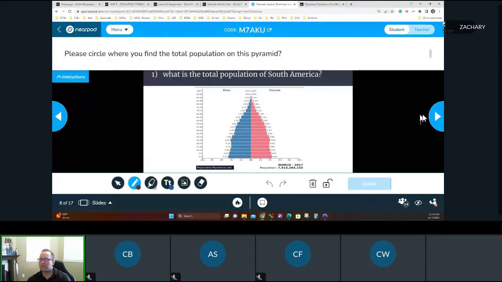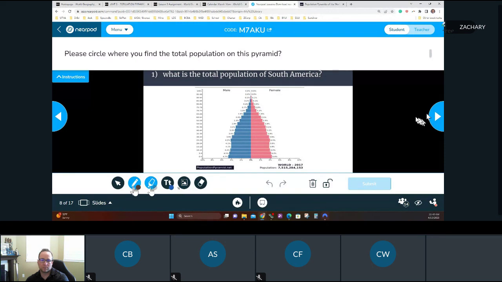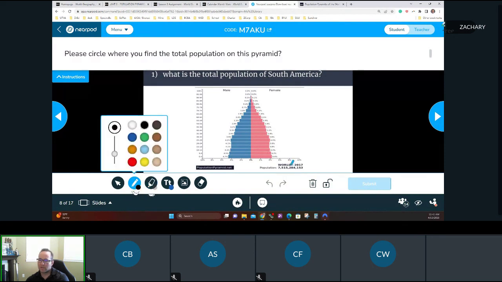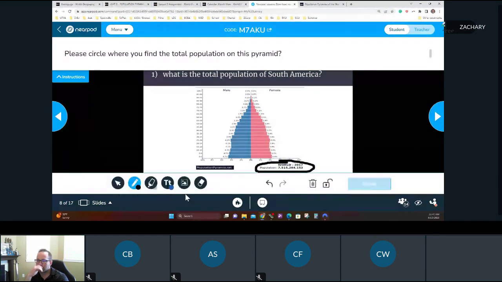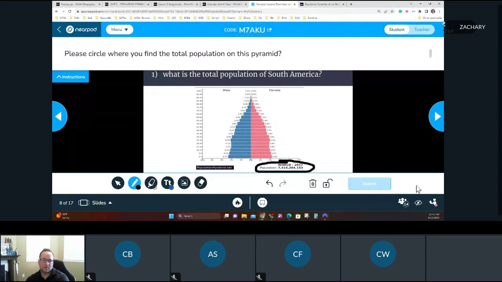All right, everybody, real quick, if you're on the Nearpod, use your tools at the bottom here to circle where you find the population. If I were you in the Nearpod right now, I'd get right here, go to black, and then I could circle the population. Okay. And then you can submit it. Yeah, the Nearpod's a little bit older here.